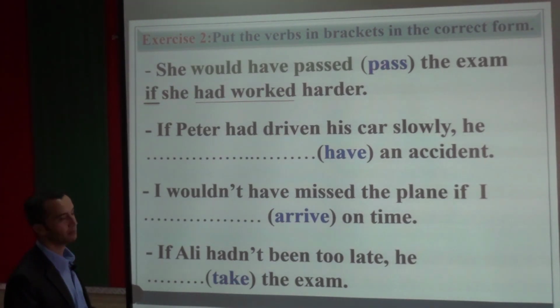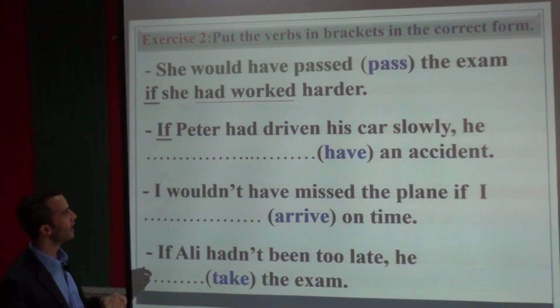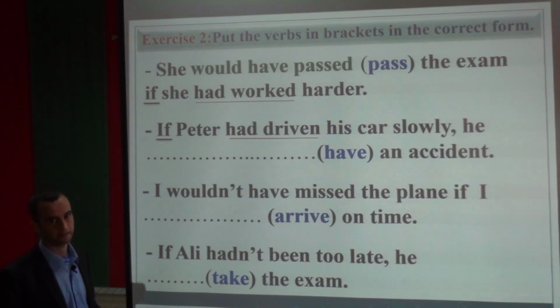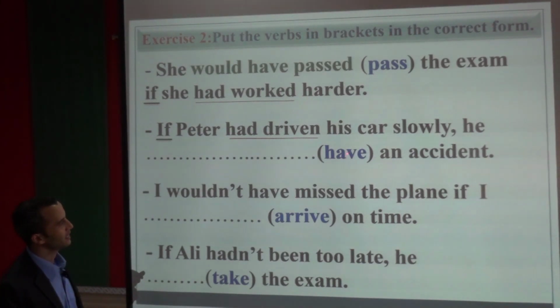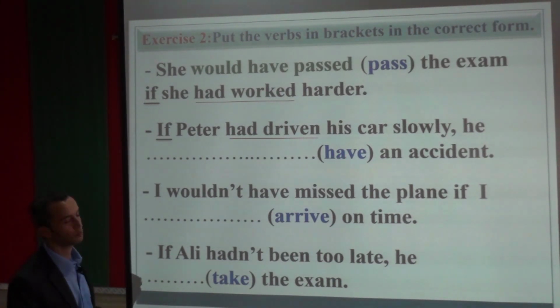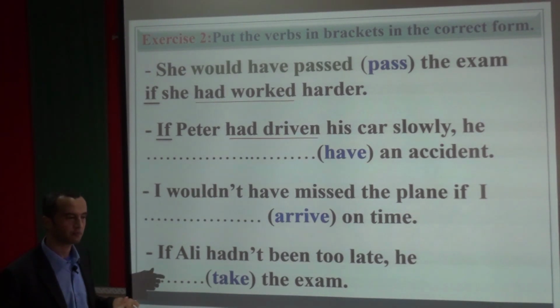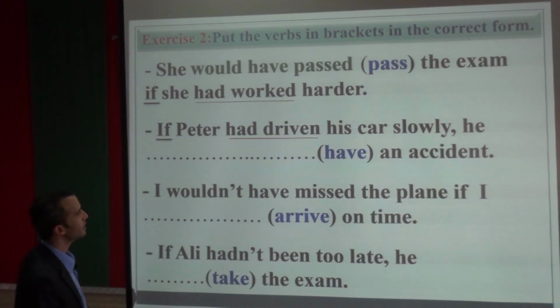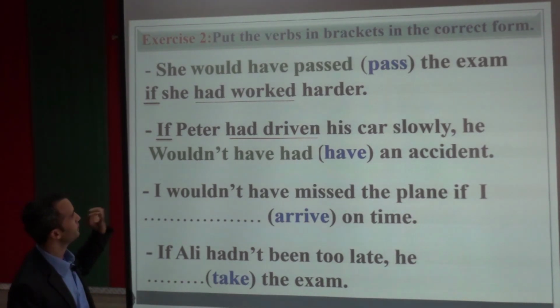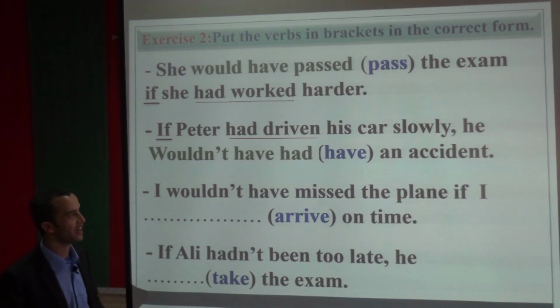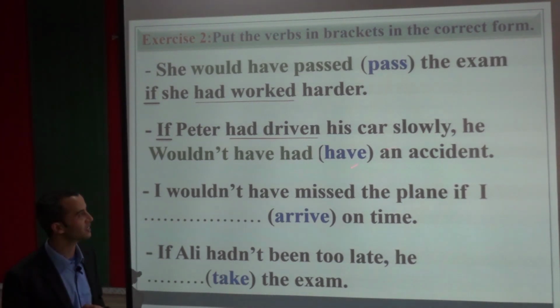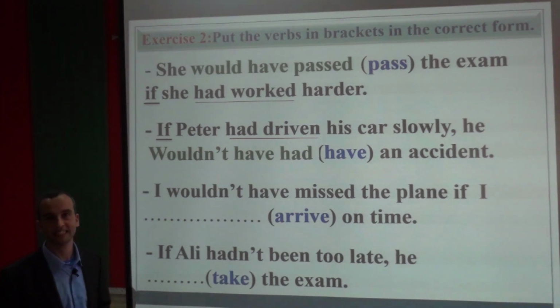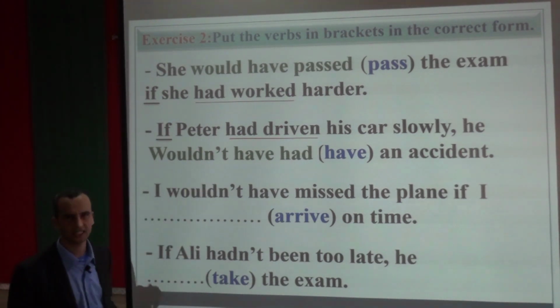Nice. Example number 2. Again, we have to find keywords. We have again if and had driven. So the same. Okay, past perfect. Now I have to use the correct form of the verb to have. So we will say simply, so Peter, if Peter had driven his car slowly, he wouldn't have had an accident. Okay, the past participle of have is had. But here, why do we use wouldn't? Why?